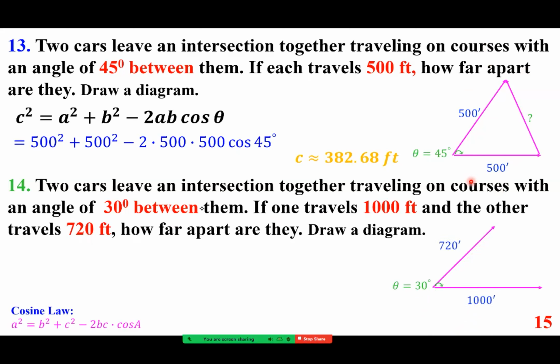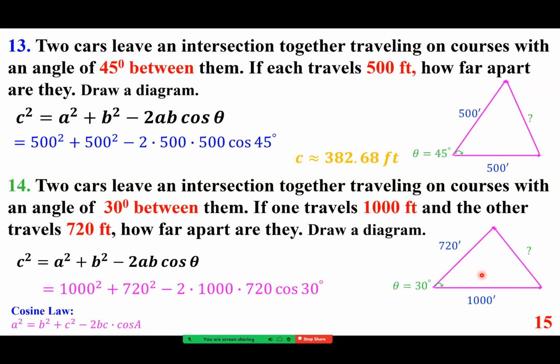So basically we use the same formula, but this time this is the side that we want, and it's 1,000 squared plus 720 squared minus 2 times the product of the two times cosine of 30 degrees, and cosine of 30 degrees is square root of 3 over 2. You put it into a calculator and you come up with the proper answer, almost 521 feet, 520.89. Class, these two questions are practically the same. We just have different numbers, okay?